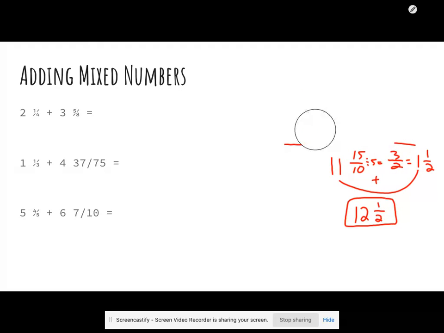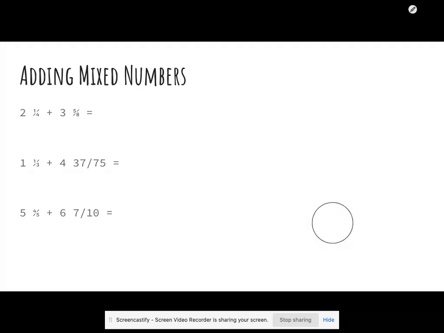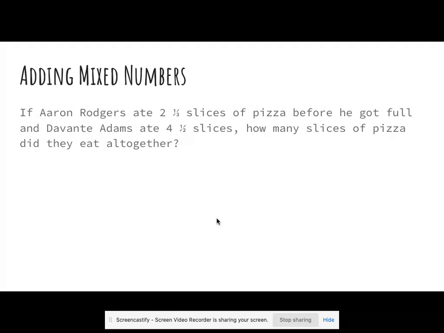Going on and taking a look at our story problem. If Aaron Rodgers ate 2 1/3 slices of pizza before he got full, and Devontae Adams ate 4.5 slices, how many slices of pizza did they eat altogether? So the word altogether, remember, is signaling that I need to make sure I add.